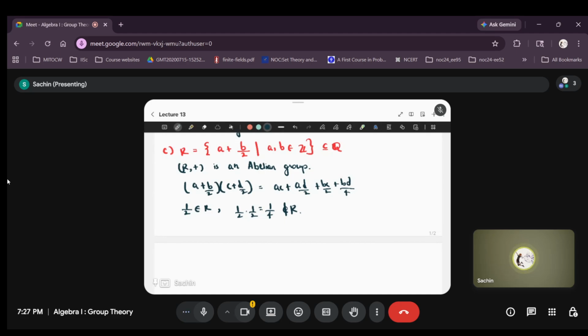That is, if you write 1/4 is a plus b by 2, then b by 2 is 1/4 minus a, so 1 minus 4a by 4. So b is 1 minus 4a divided by 2. But 1 minus 4a divided by 2 will not be an integer for any value of a. So it's not possible to write 1/4 as a plus b by 2. So this is not a ring.